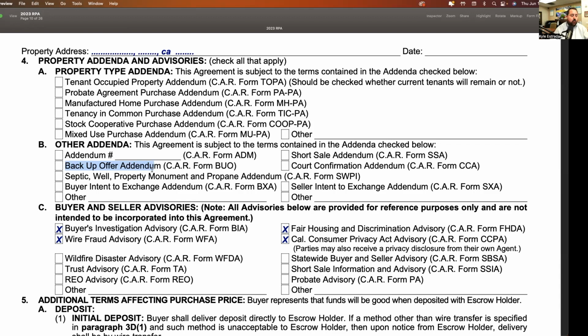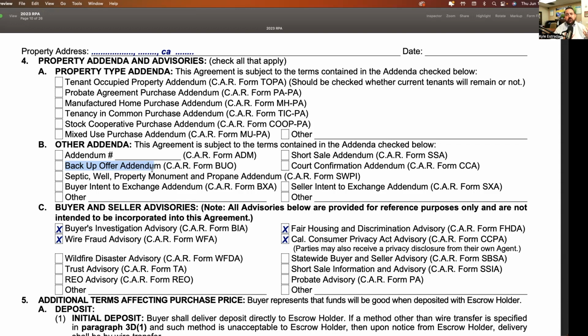The wildfire disaster advisory, again, it's only necessary if you're in a place that has a wildfire danger or high fire hazard. That's mountainous areas, things like that, high brush areas. The trust advisory needs to be incorporated when I'm writing a property that is a successor trustee selling the property. So if I'm writing an offer on a property that is the Kyle Estrada Trust, and the original trustee is not the seller, it is the successor trustee, I need to include the trust advisory into my offer.